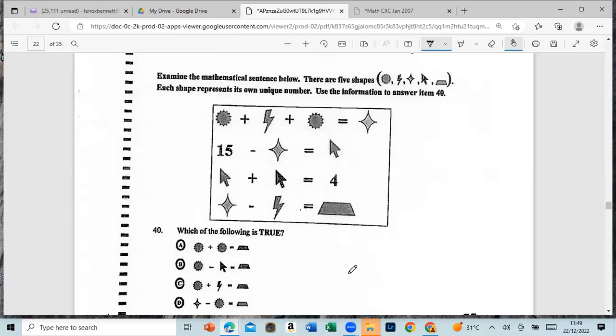Okay, so the diamond minus the flash equals that shape, and the sun plus the flash plus the sun equals the diamond, and the sun plus the sun equals the diamond minus the flash. So the diamond minus the flash is equal to the rhombus, from the given equations above. So A would be the answer. All right. Anyone have a different perspective on it?